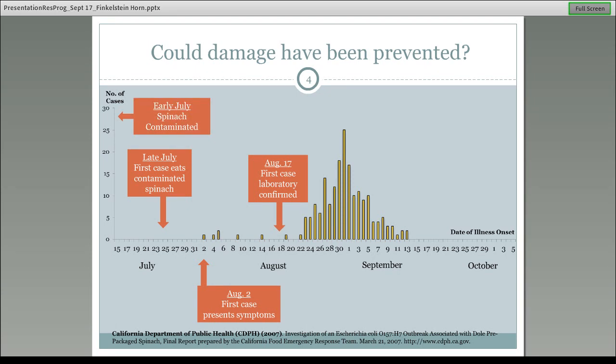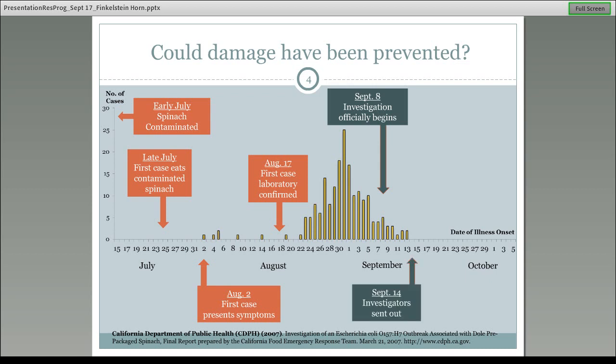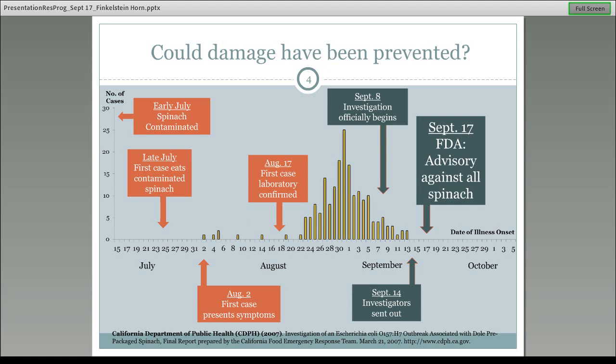Now, what about the investigation timeline? Well, the investigation didn't officially begin until September 8th, according to the FDA published records. And the investigators weren't sent out until September 14th. And it wasn't until September 17th that the FDA announced an advisory against all spinach. So we can see that by the time this advisory was announced, all the significant contamination that was in the spinach had made its way through the supply chain. And after this point, the spinach was wiped off the shelves, but probably wasn't contaminated. Of course, yes, the FDA, after extensive further investigations, was able to confirm the farm of origin in Northern California.